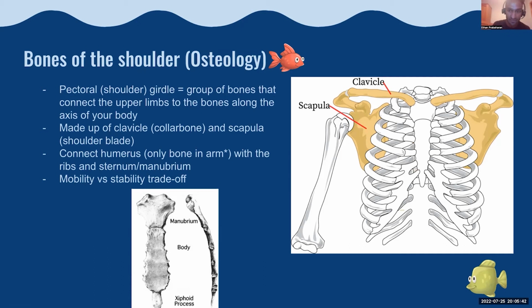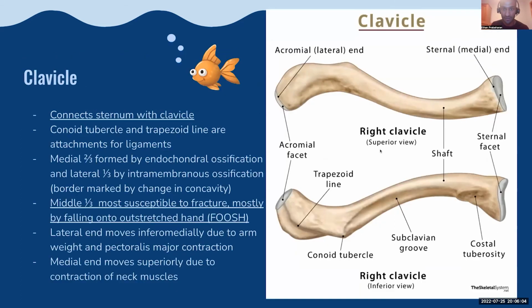And I've included this picture of the sternum here just to describe its three main parts. It's not super relevant to know it at this stage, but it can be nice to know that there's a manubrium, a body, which is the main section, and a little tip at the end known as the xiphoid process. Okay, so we'll talk about these two bones further on the next slide. And we'll start with the clavicle.